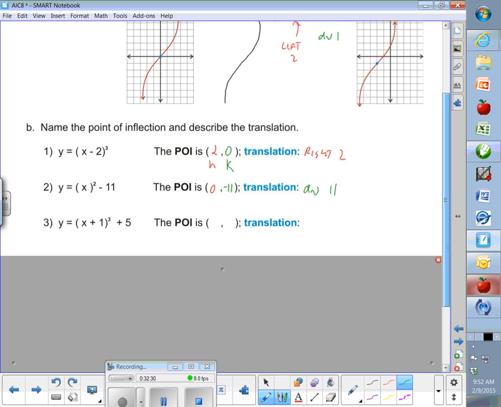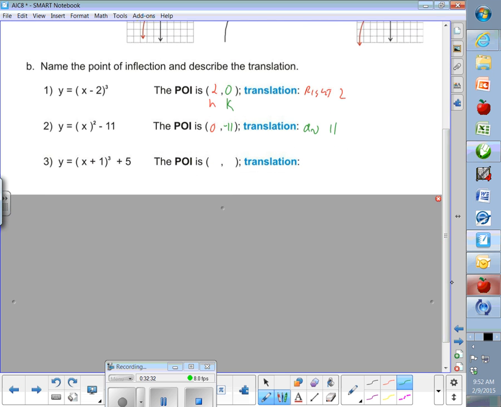Uh-oh, no color. Now, surely we don't know what to do. Hey, at least I got my numbers right this time. Say the value of H if you know it. -1. Value of K if you know it. 5. See, the same people are the ones saying things. They'll be the ones that will remember tonight. So tell me the translation. Left 1 and up 5.